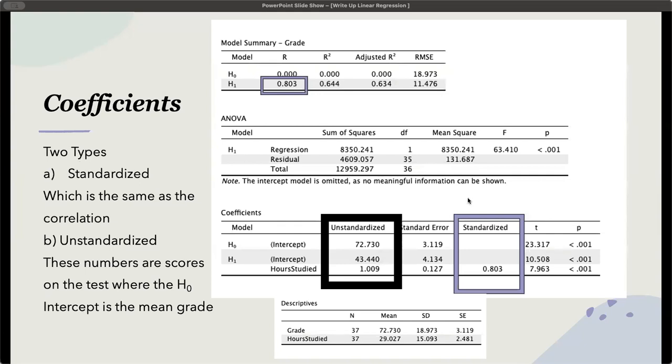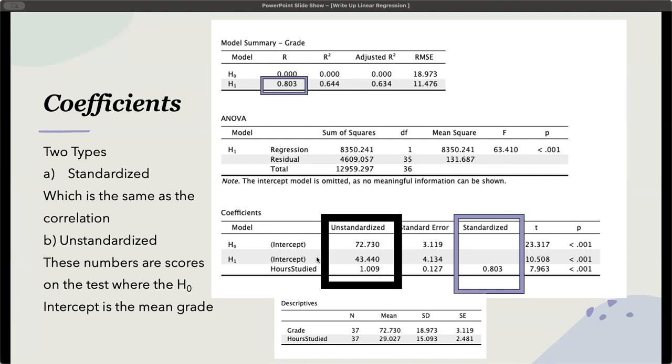There are the standardized coefficients in the purple box here. And of course, we've seen this number before, 0.803. The standardized coefficient is the same as the correlation. 0.803 is our line of R up here. We then also have the unstandardized coefficients, which are in the black box.